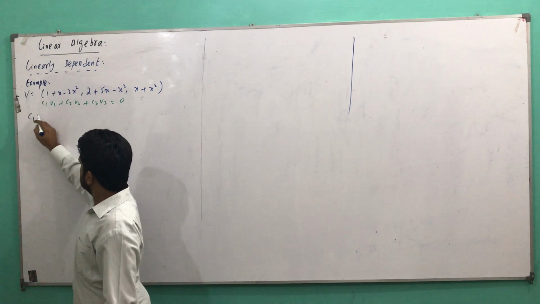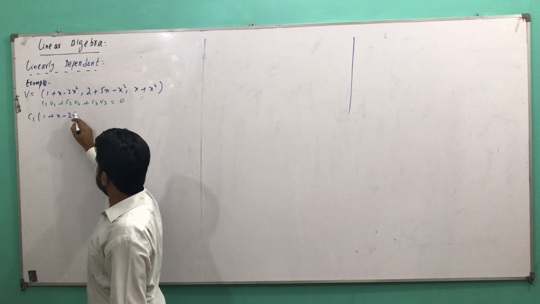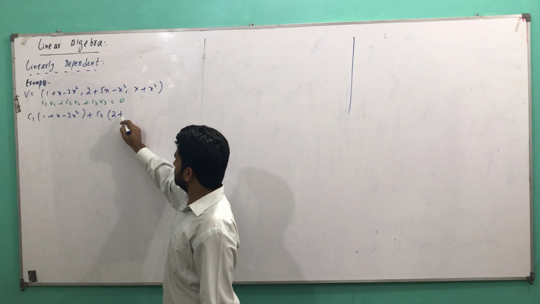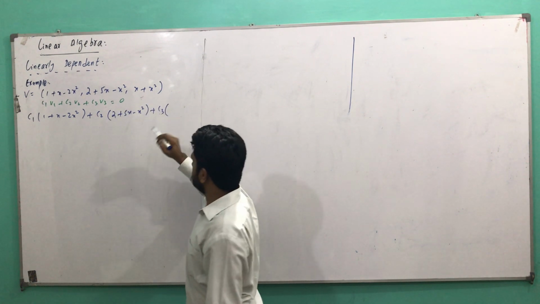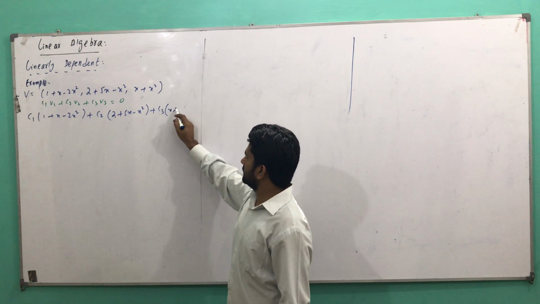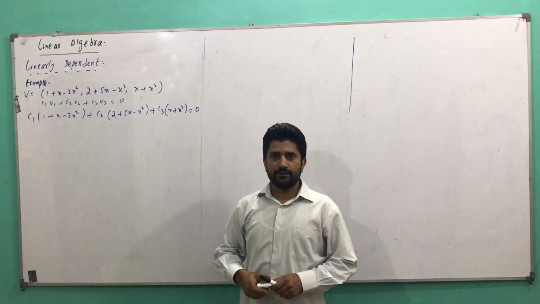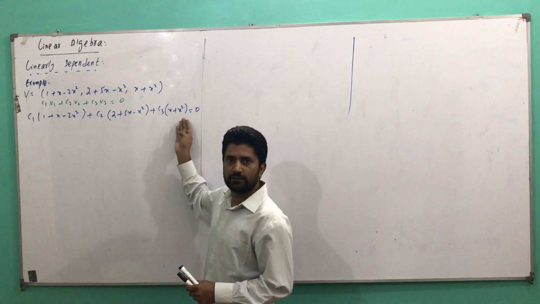c1 as it is, v1 is 1 + x - 2x², plus c2, v2 is 2 + 5x - x², plus c3, then v3 is x + x², equals 0. So we have written it in the form c1 v1 + c2 v2 + c3 v3 = 0.